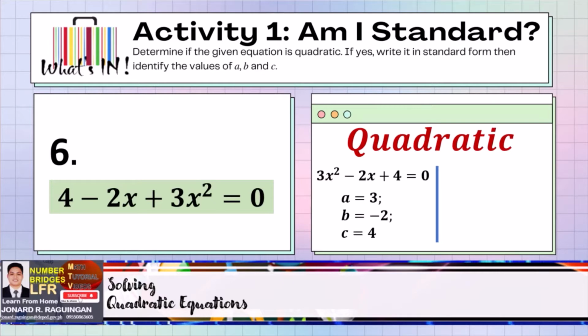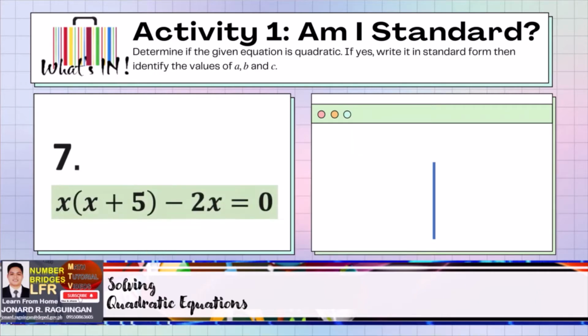And its equivalent equation is negative 3x squared plus 2x minus 4 is equal to 0. The values of a, b, and c are as follows. A is equal to negative 3, b is equal to 2, c is equal to negative 4.